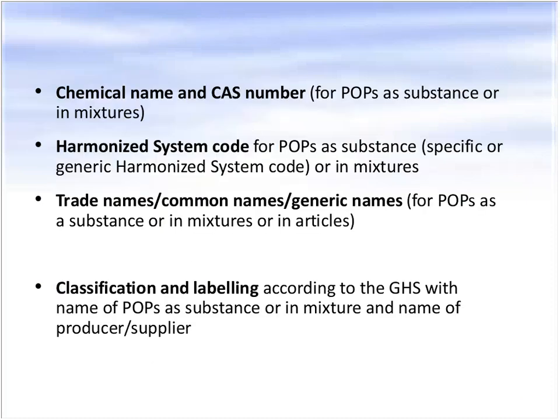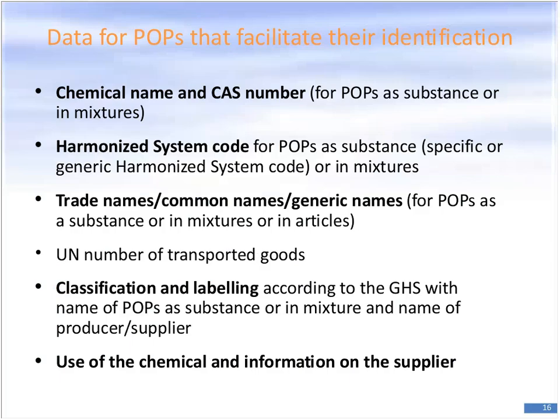Then, how to use the guidance. The data that facilitate identification are the chemical name and CAS numbers in substances or mixtures, for example after inspection of the label. That is the easiest access. This is chemical specific and you can easily identify whether it's a POP or not. When you have harmonized system codes, when they are specific for a substance, then you can also immediately identify the POP.